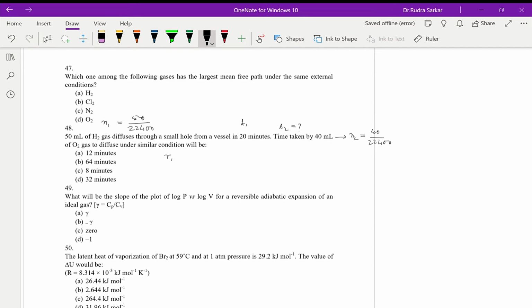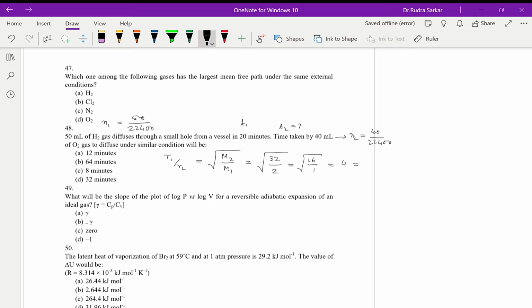So what is rate? Let rate R1 be the diffusion of H2 gas and R2 for the diffusion of the oxygen gas. So R1 by R2 will be the square root of M2 by M1 according to Graham's law of diffusion, and that is equal to the square root of molecular weight of oxygen, which is 32, and that of hydrogen, which is 2, so that is going to be 16 by 1. Now that is equal to 4.